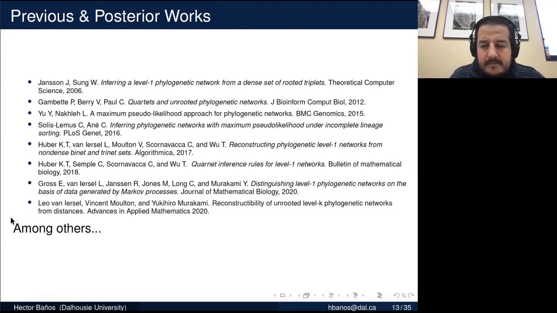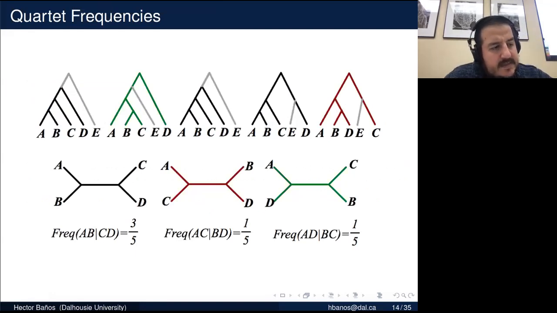So the approach we're going to use is to work with quartet frequencies, with concordance factors. But first, I'm going to give the general idea. Suppose you have a sample of gene trees, let's say we have these 5. Then for each subset of 4 taxa, you have 3 different topologies, unrooted quartet trees. The frequency of these is just the proportion of trees in your sample where you can embed this topology. In these trees, I can embed this one in 3, so that is 3/5, and the same for the others.